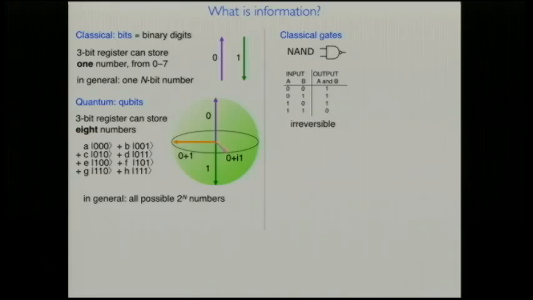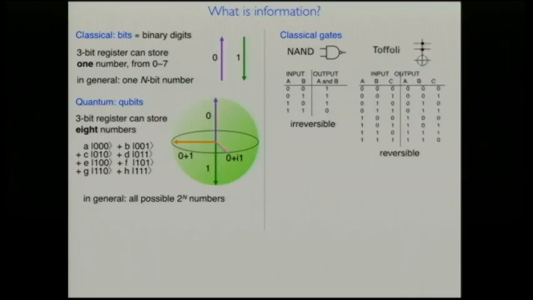Now, classically, this is the kind of gate that you think about at an elementary level. This is a NAND gate, and here's the truth table. And in this case, this is irreversible. So if I just tell you the output, you can't uniquely tell me what the input was. In fact, classically, you can build reversible computers. So you can build a gate whose output is uniquely determined by its input and vice versa. So given each output, I can map it onto a unique input. And so you can, in fact, build reversible classical computers.